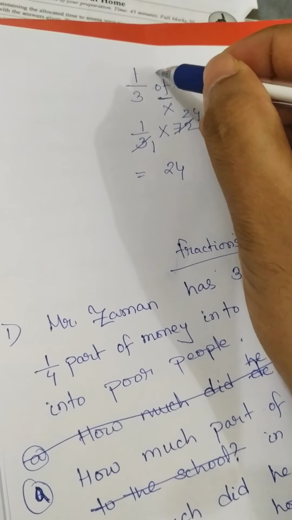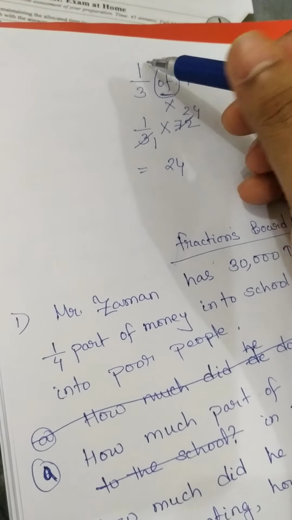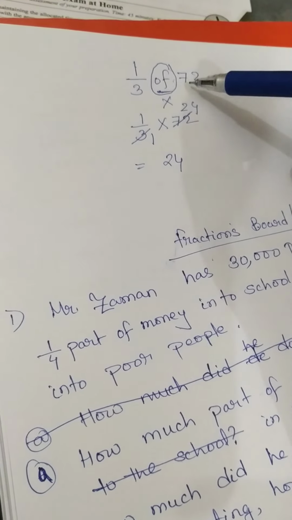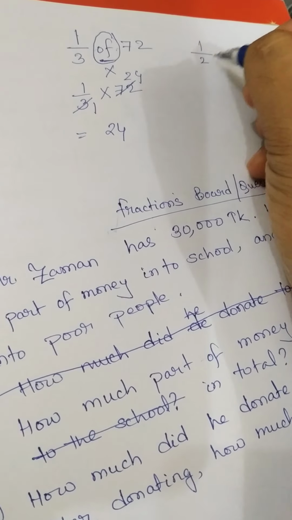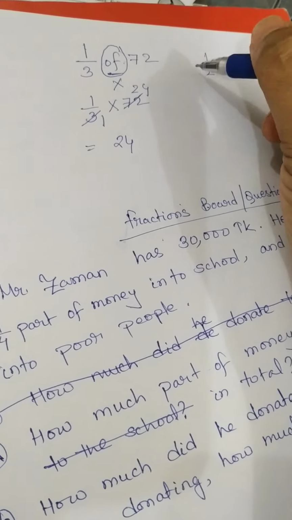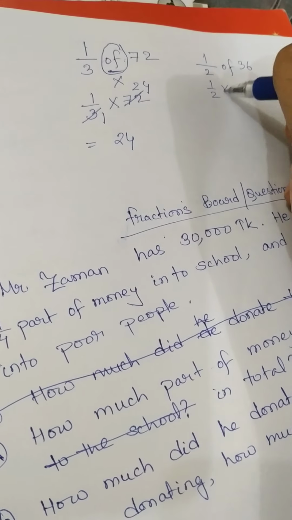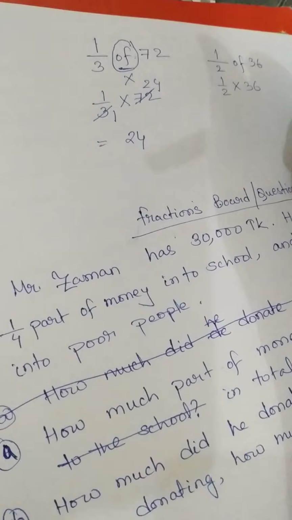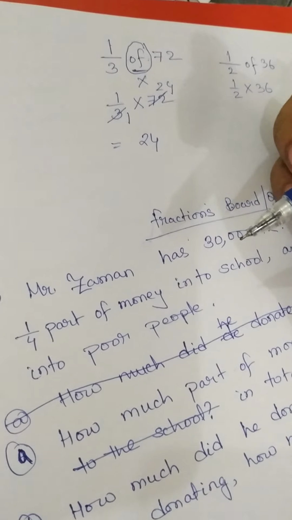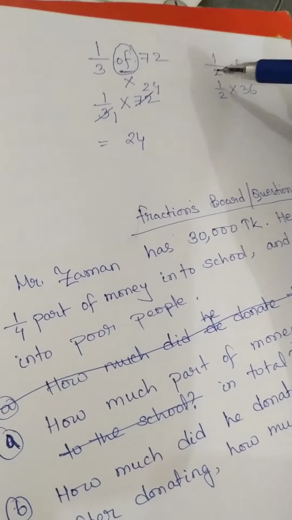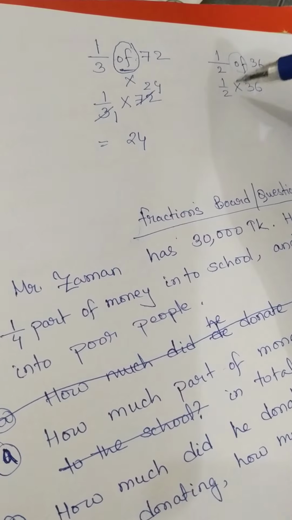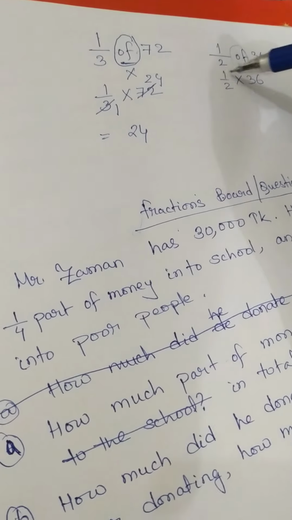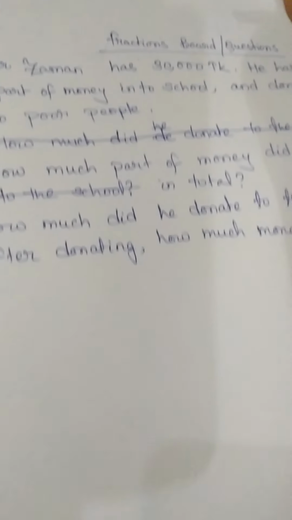So whenever you see this word of, you need to understand that 1 by 3 of 72 means 1 by 3 into 72. Whenever you see 1 by 2 of 36, you need to understand that this is half into 36. Because in the board question which I am going to discuss, this issue will come up over here as well. So please try and understand, when you see this word of, they are trying to say that we need to multiply. Alright, so let's start the board question first.